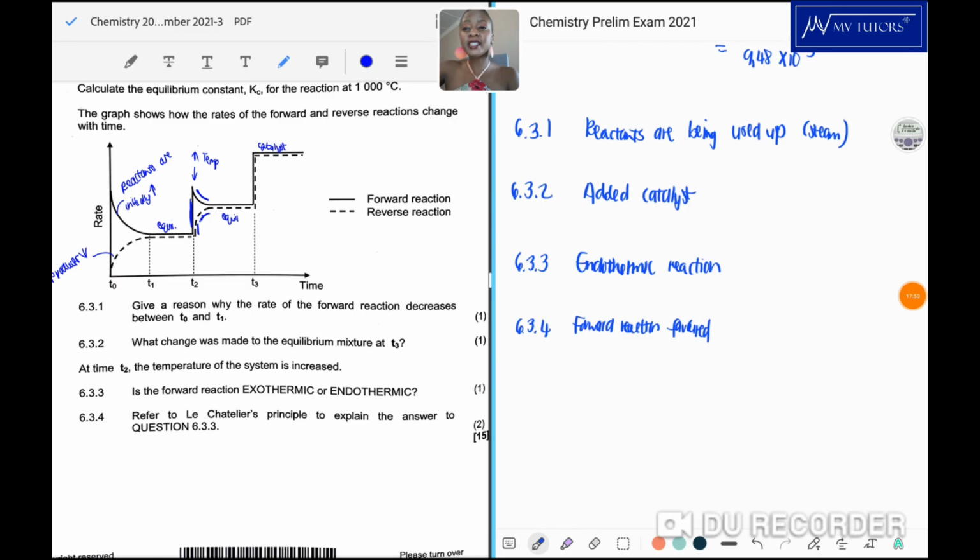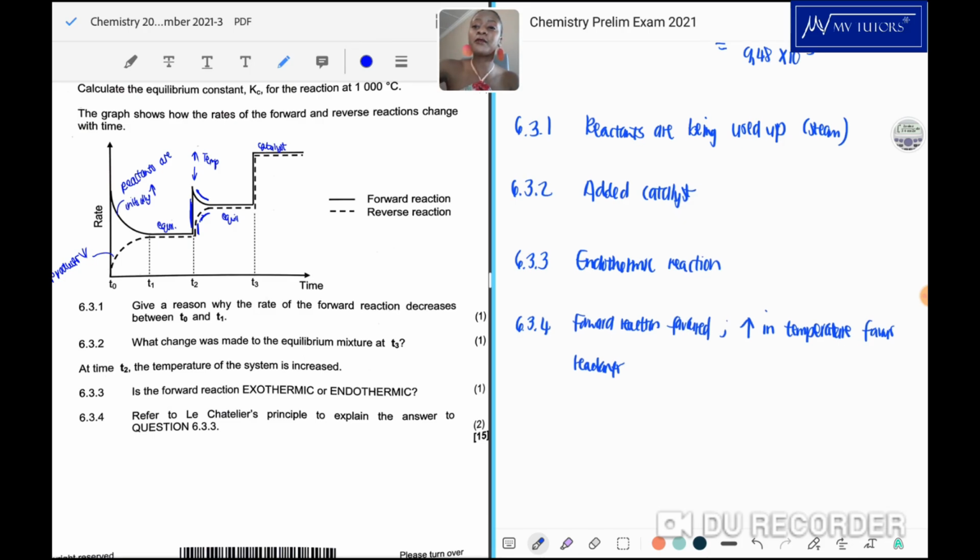And as the forward reaction was favored, we see that the increase in temperature favors the reactants. Okay, and then for a new equilibrium to be reached, like I said, the products will then have to increase and the reactants decrease.